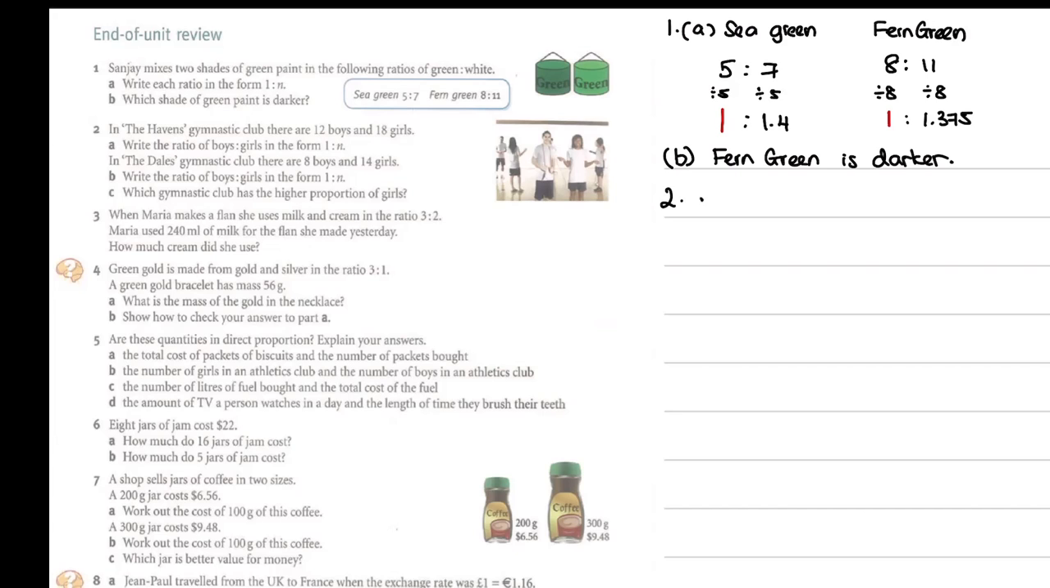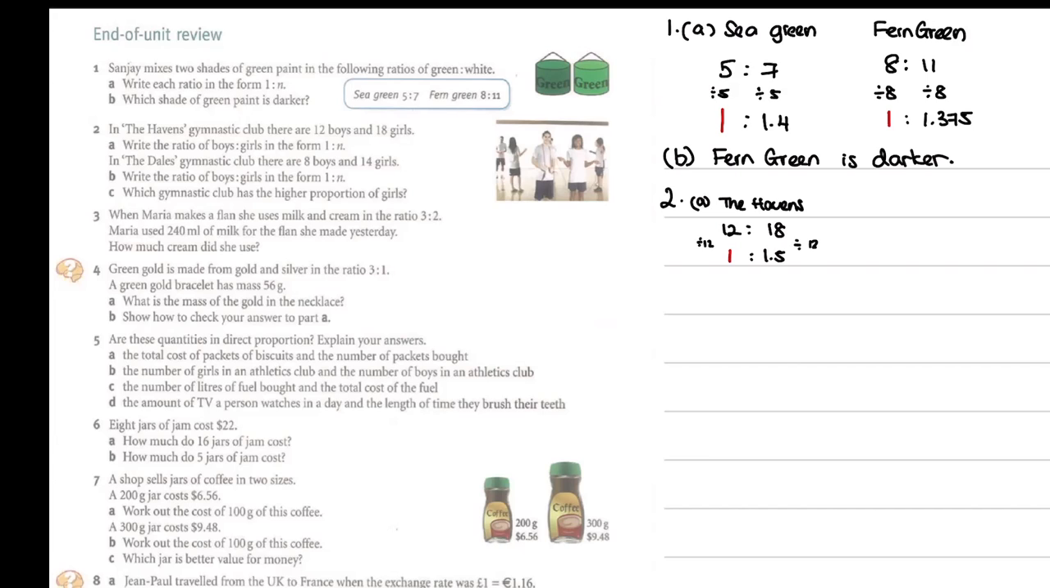So in the Havens, the ratio is 12 boys is to 18 girls. So we want to change this to 1. And then we need to divide it by 12. So 18 divided by 12, 1.5. Okay, so in the Havens Gymnastic Club, for every 1 boy, on average, there will be 1.5 girls.